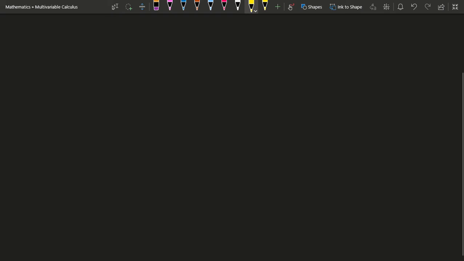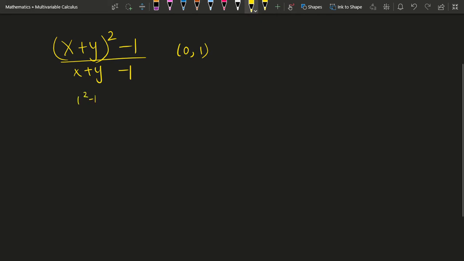Let's say you wanted to find the value of the function (x + y)² − 1 over x + y − 1 at the point (0, 1). So that is x equals 0 and y equals 1. If you plug that in, you would get 1 squared minus 1 over 1 minus 1, and that's just 0 over 0. And 0 over 0, along with some other forms, is called an indeterminate.